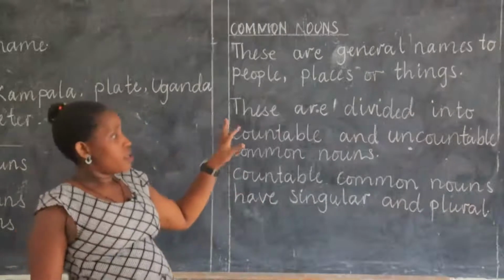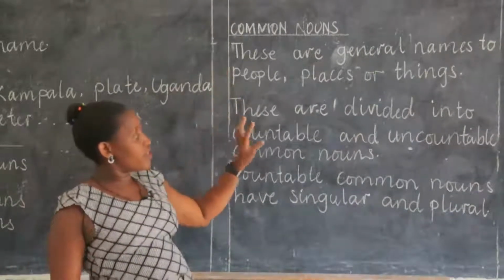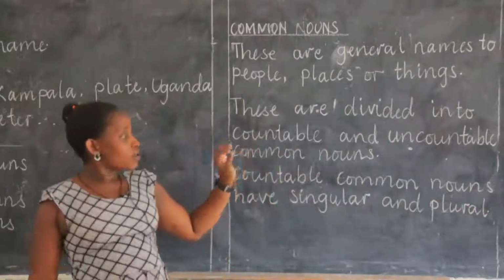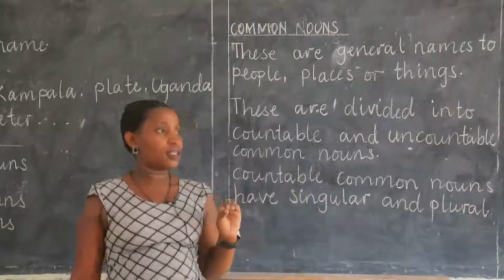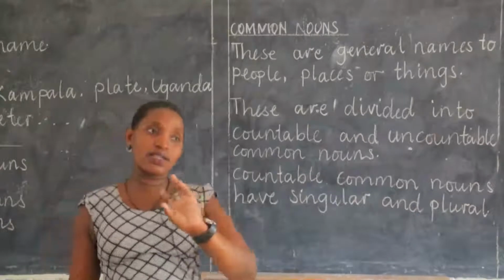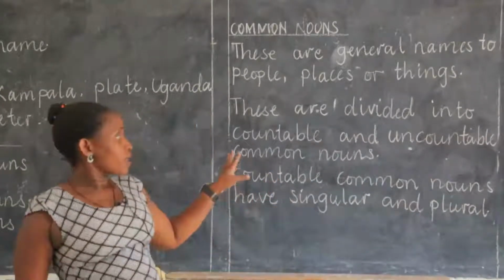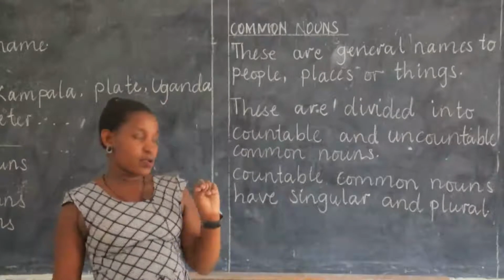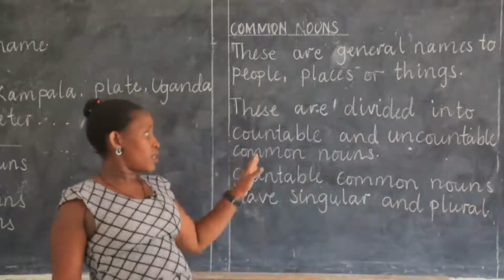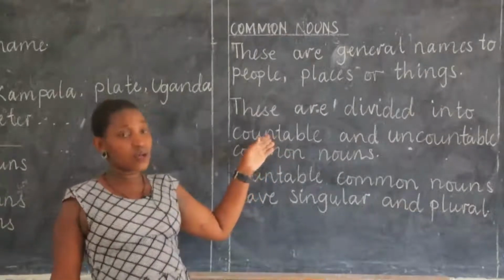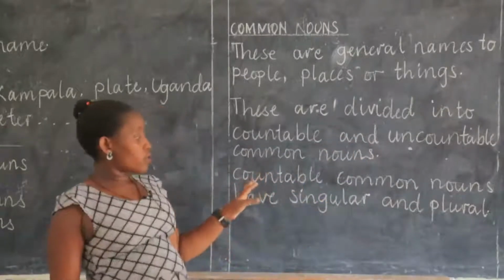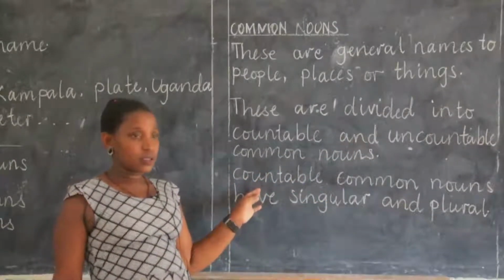So we say these common nouns are divided into countable and uncountable common nouns. These common nouns here, they can either be counted or they are not counted. But we are saying there are two categories now. The countable common nouns. We are looking at the countable now because we have said there are two categories, the countable and then the uncountable. Now we are going to look at the countable nouns.